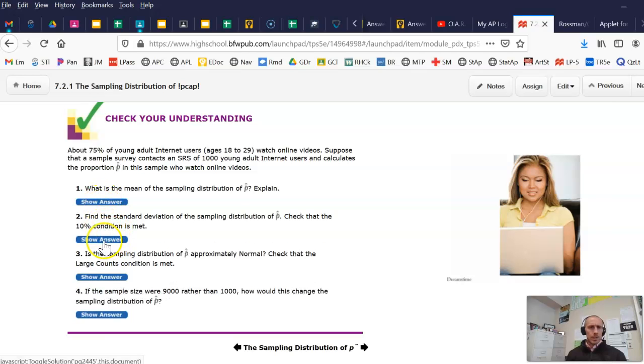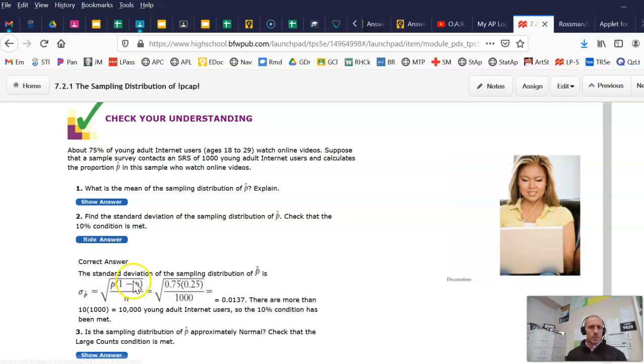Find the standard deviation, just substituting into your formula. Notice it's P, so you're using the true proportion, the 75%. So the standard deviation is a little over 1%. I can calculate that if the 10% condition is met. Well, is 1,000 less than 10% of all internet users? Yes, it is. Or I can do 10 times 1,000 and say there's more than 10,000 young internet users in the world. Absolutely.